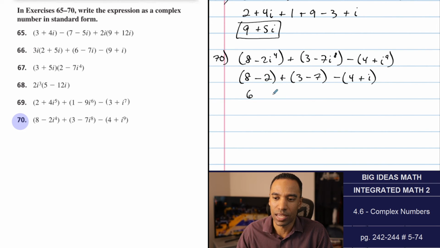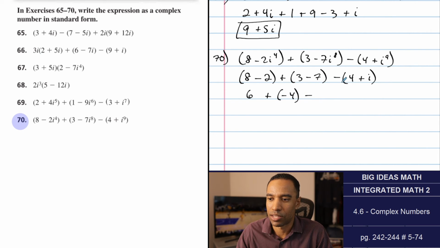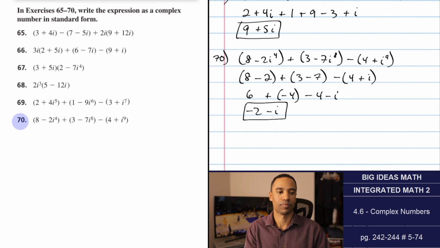So 8 minus 2 is 6. Plus 3 minus 7 is negative 4. And then let's distribute that negative: minus 4 minus i. 6 minus 4 is 2. Minus 4 is negative 2. And then there's a minus i there. So negative 2 minus i.